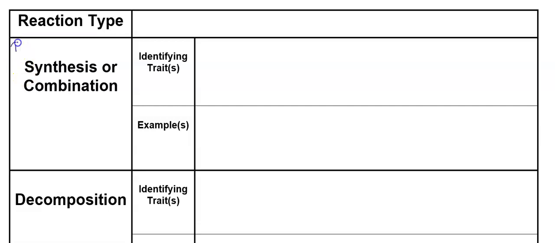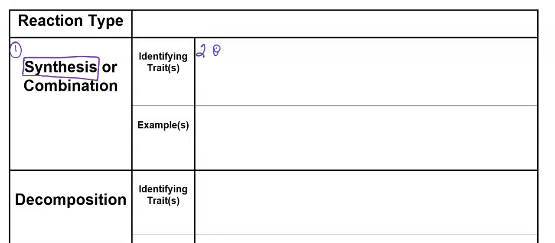The first one, and it really isn't in any order, I'm just giving 5 of them, so I'm just numbering them for our purposes, is called synthesis. If you look up synthesis or try to watch a video online, they may say the word combination. It is the same reaction. But we, in honors chemistry, are going to use the word synthesis to describe this type of reaction. So identifying traits are just a definition.